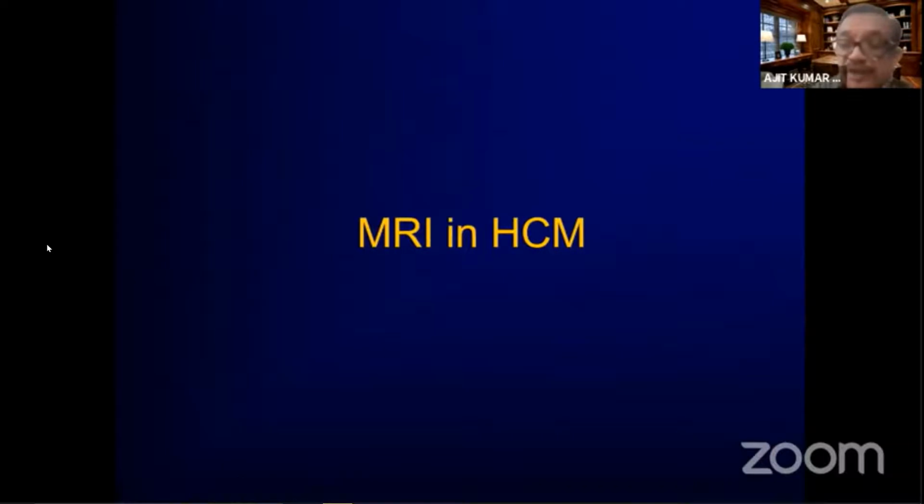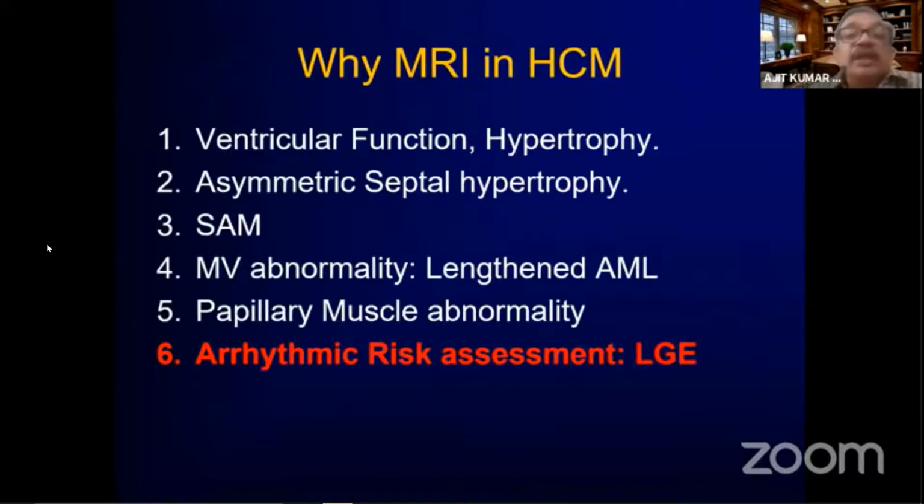Now, coming to specific entities, let us look at MRI in hypertrophic cardiomyopathy. Why MRI in hypertrophic cardiomyopathy? One, to assess the ventricular function, to assess the ventricular hypertrophy, typically asymmetric septal hypertrophy, to look at the SAM, the mitral valve abnormality as typified by a lengthened anterior mitral leaflet, papillary muscle abnormalities, which we have seen having multiple heads and more than 2 papillary muscles, and arrhythmic risk assessment using LGE.